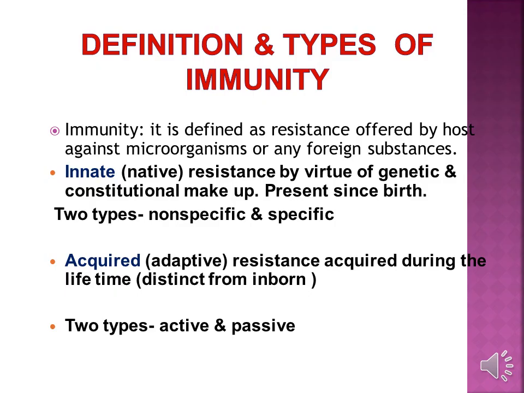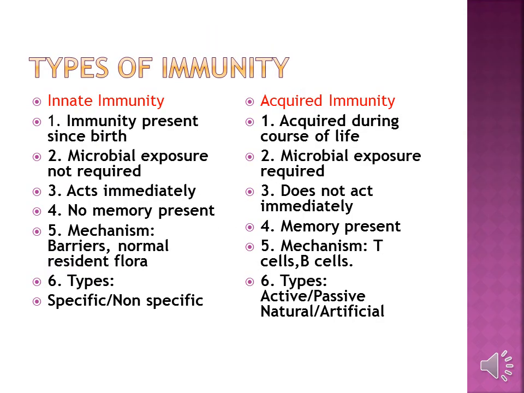And acquired immunity is also called adaptive immunity. It is a resistance acquired during the lifetime. It is different from the inborn. And then it is again divided into two types, that is active and passive immunity. Then we will see the difference between innate and acquired immunity.